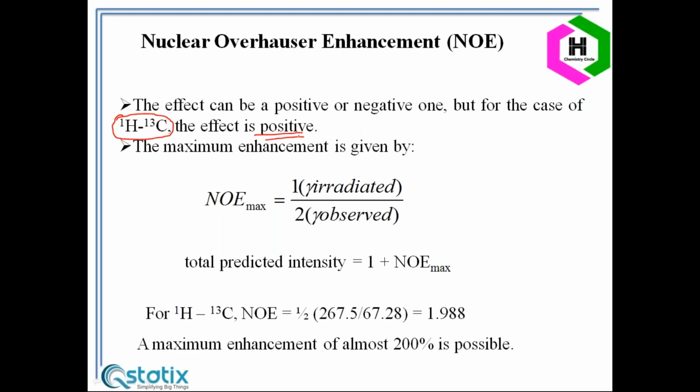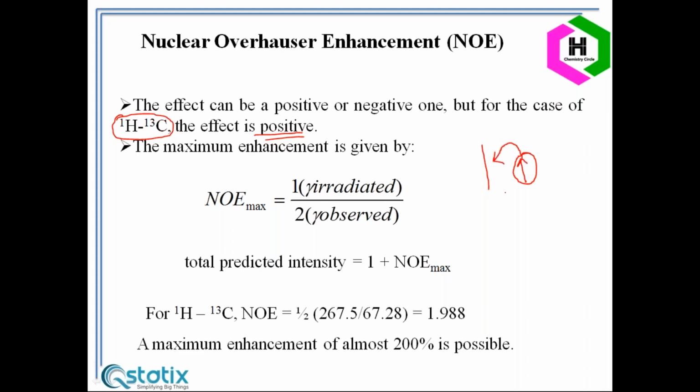So there is a possibility of positive or negative, but in this case, the C13 hydrogen heteronuclear case, it is going to be positive. And how much is it going to increase the intensity? That means once C13 is there, another nucleus will be there, and the population of this proton nucleus will have an effect on this.